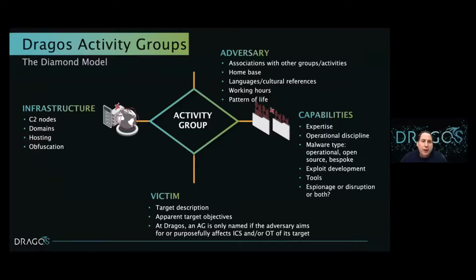So you can see on the left side, we have C2 nodes, domain, hosting. Are they obfuscating anything, like code? Are they obfuscating their initial access? It could be anything like that. And then we look at the adversary vertex: association with other groups or actors. What's the home base? Is there a language used? Is there a cultural reference? What are their working hours? What's the pattern of life? Now, working hours matter. So if you see something that's getting attacked at 8 or 9 a.m.